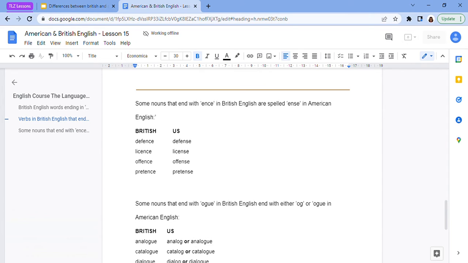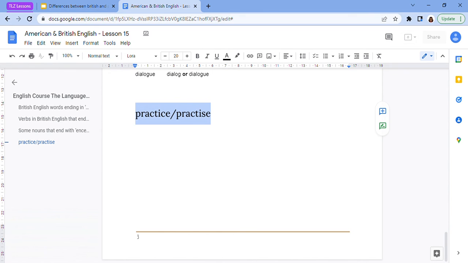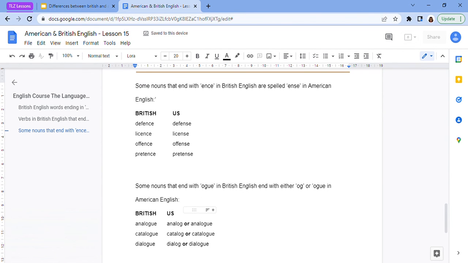You also have practice. Sometimes these words in English differ, for instance practice with an S or practice with a C. One is a verb and the other is a noun. So practice with an S in British English is the verb, and then practice with the C is referred to as the noun. But that's not the case for all those words. I just gave that example there.